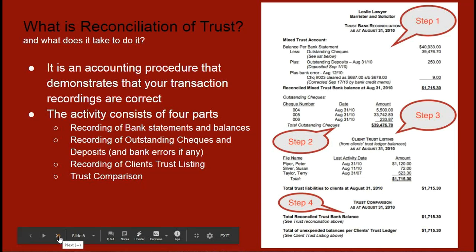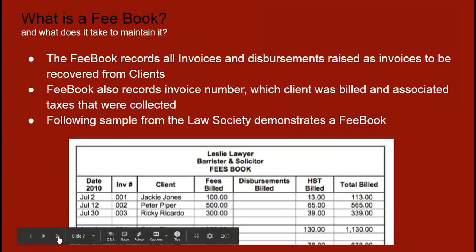So now we have a seventh document as part of your bookkeeping compliance: the two ledgers, the maximum potential of 4 journals, and now a trust reconciliation document.